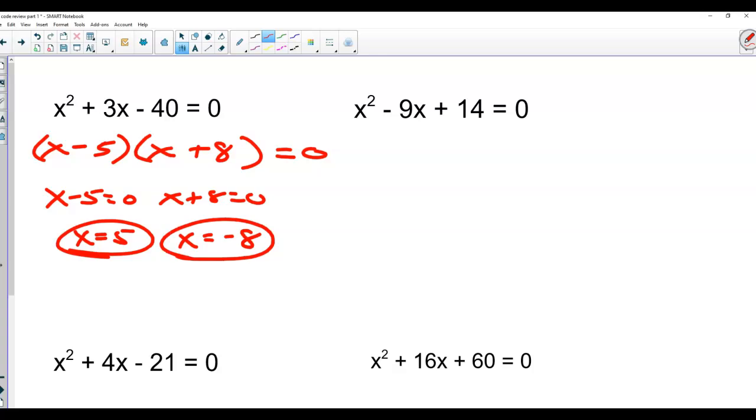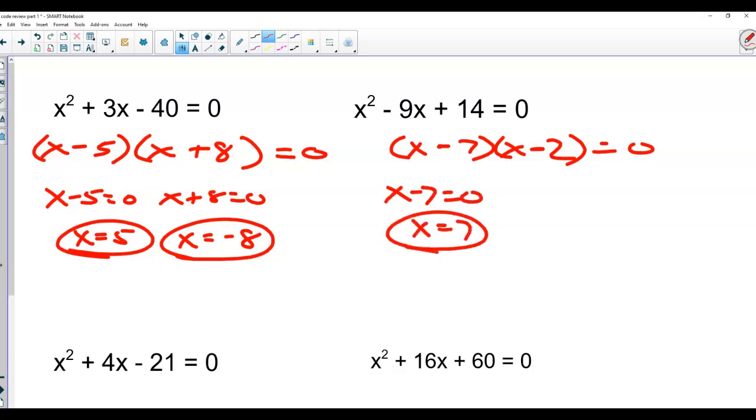Come over here. x squared, x and x. The factors of 14 are 2 and 7, 1 and 14. How can I make 7 and 2 equal negative 9? They're both minus. x minus 7 equals 0, x equals 7. x minus 2 equals 0, x equals 2.